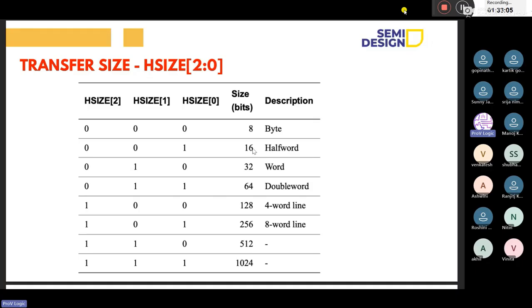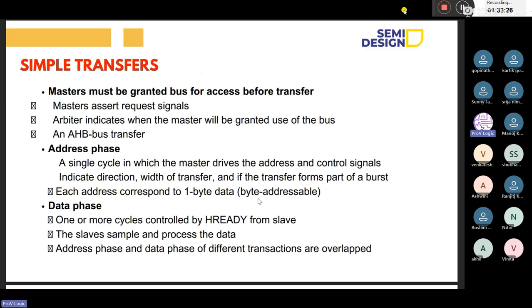If you consider 8-bit size, then size should indicate 000. Half word means 001. Word means 010. 64-bit is 011. Like that, the size will be fixed values. And then, what are the different types of transfers?